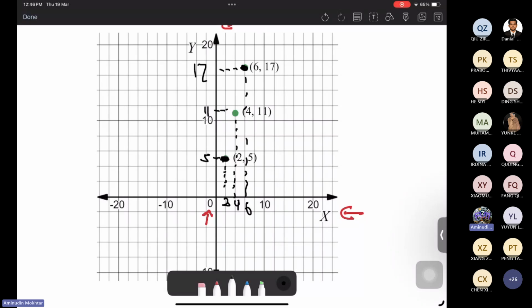As you can see here, when the value of x increases from 2, 4, and 6, the value of y also increases: 5, 11, and 17. In other words, we can say that there is a positive relationship between x and y.